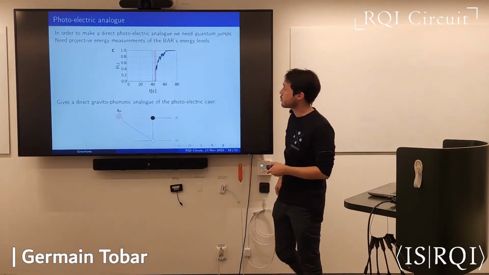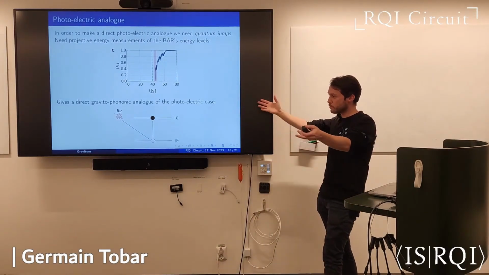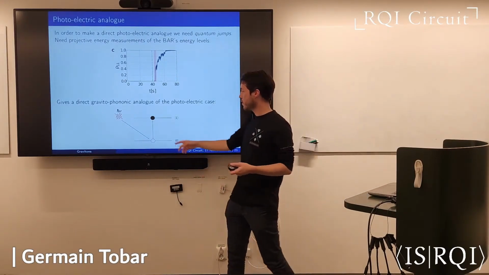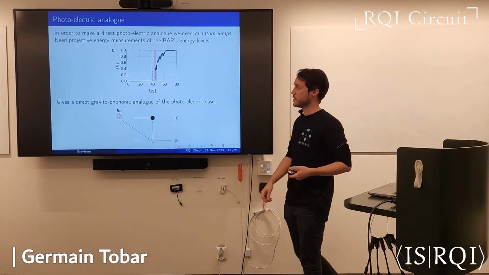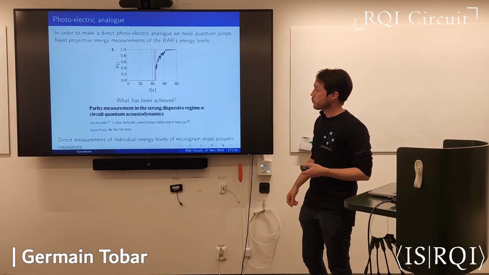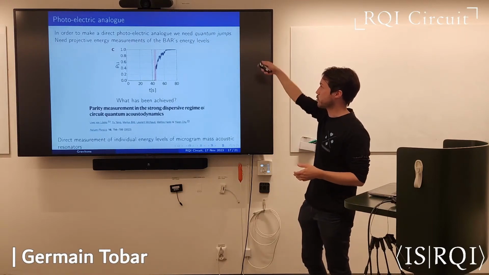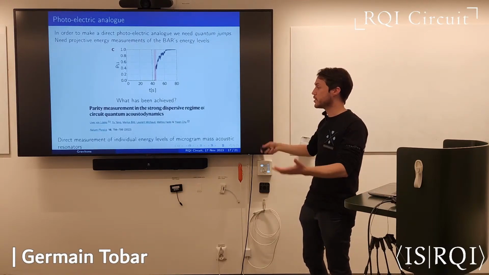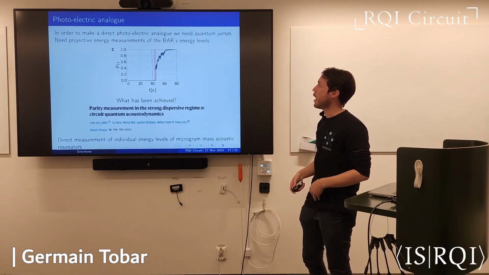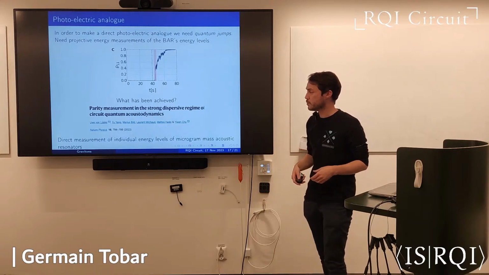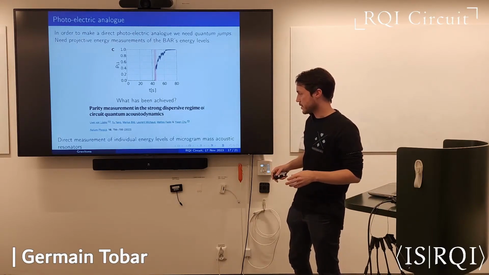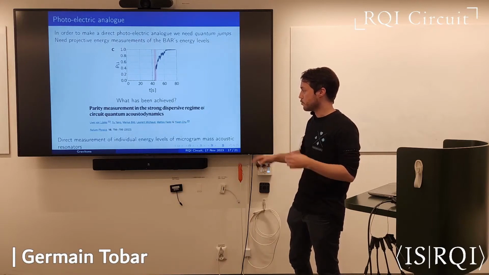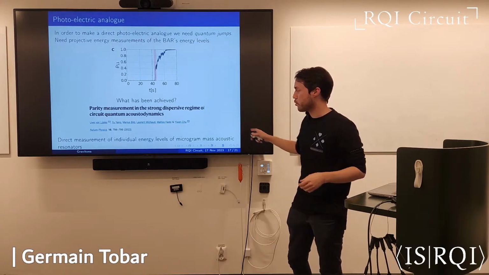And this would give a direct gravitophononic analog of the photoelectric effect, or the photoelectric case, where you have these discrete transitions between energy eigenstates of an atom. So what has been achieved in terms of this quantum sensing and being able to measure energy levels of these acoustic systems? Most recently, to the best of my knowledge, the best that's been achieved is a direct energy measurement of individual levels of microgram mass acoustic resonators.